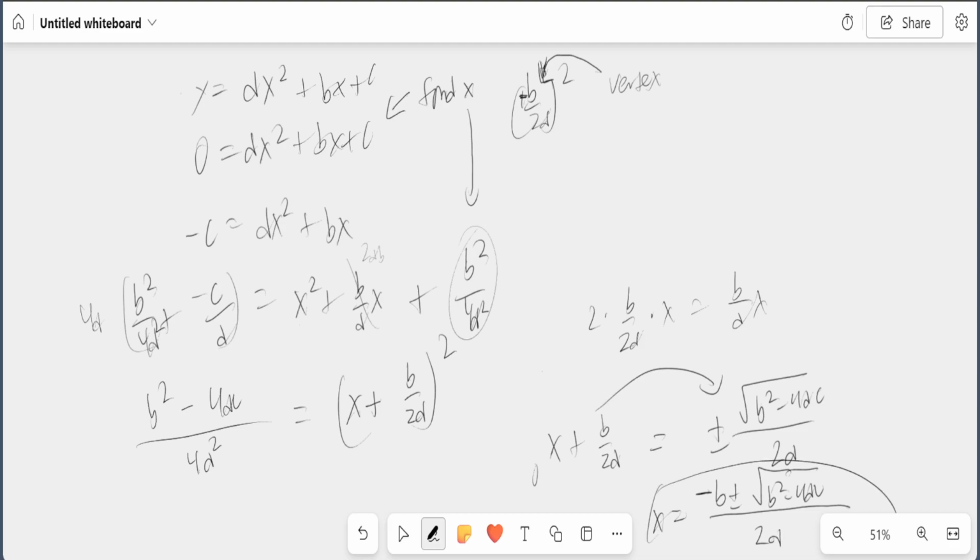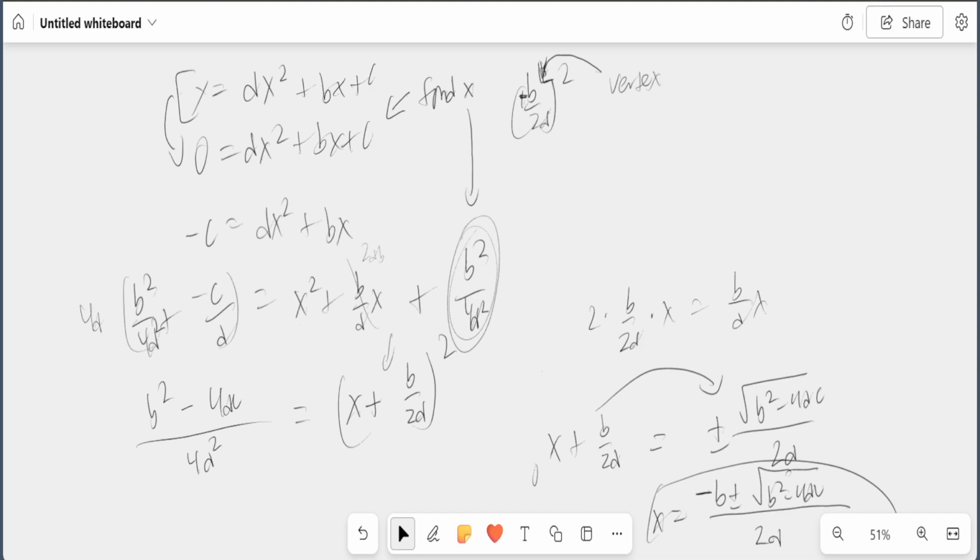So basically, we have a quadratic form. We set it equal to 0. Then we move c over, and we add something that can make this into a quadratic, and then we go from there. Does that make sense?